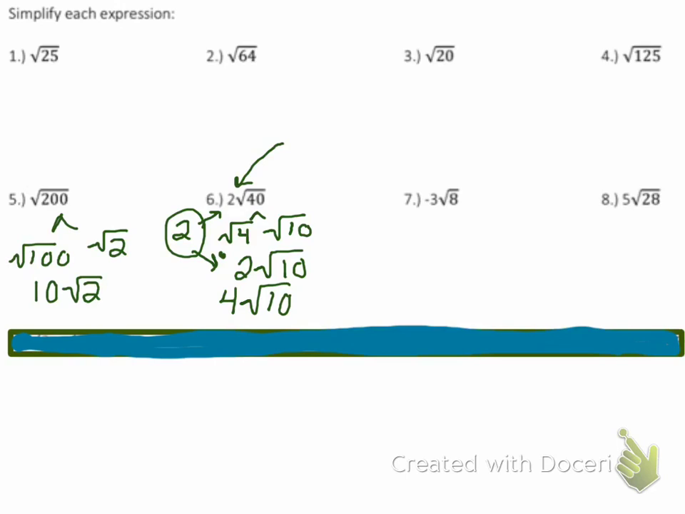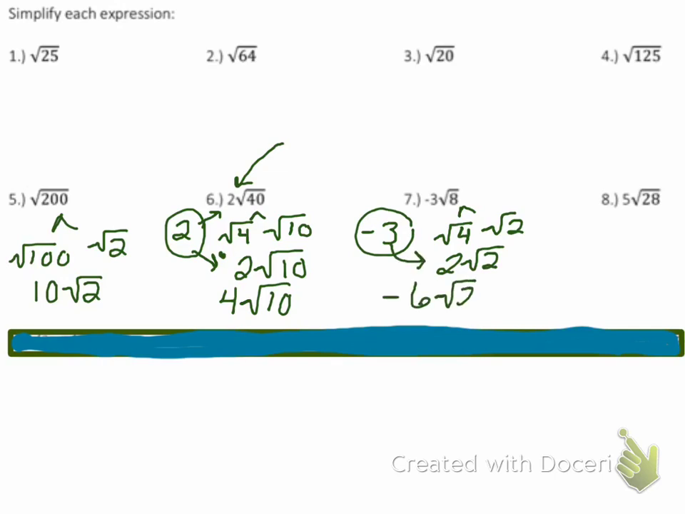Then in number 7, I've got negative 3 root 8, so again I'll take that negative 3 and just write it off to the side. The highest perfect square that goes into 8 is 4, and 4 times 2 is what gives me 8. Now the square root of 4 I know is 2, so I'm left with 2 root 2. But then I can't forget about that negative 3 I took out, so I get negative 6 root 2.